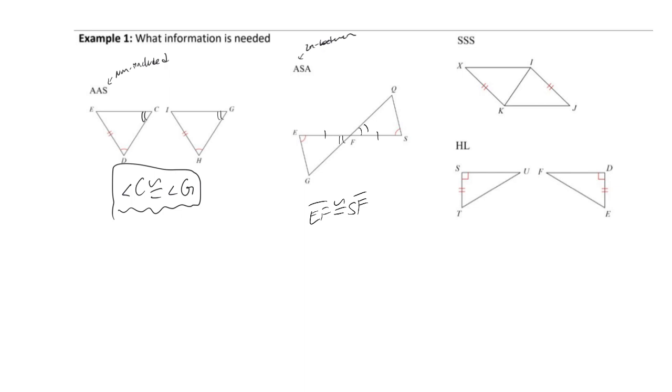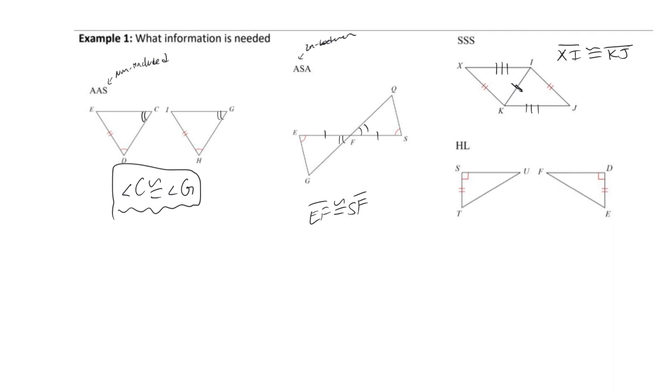What about side, side, side up here, right? Three sides. They share this side, so we already know that one. So we need these two sides together, right? So we need XI congruent to KJ.